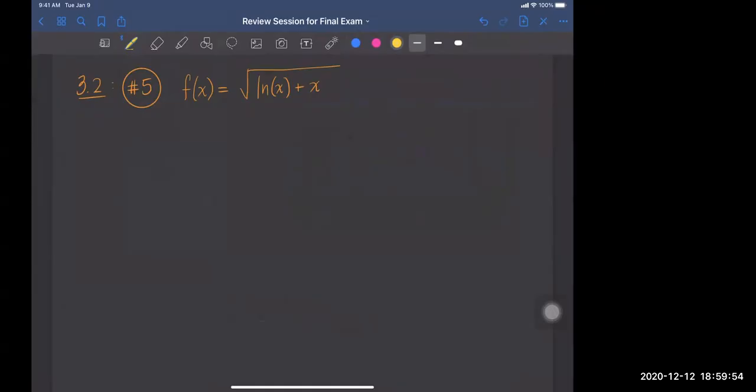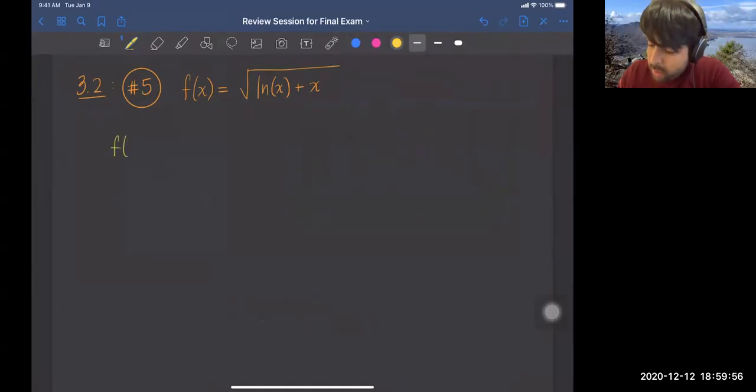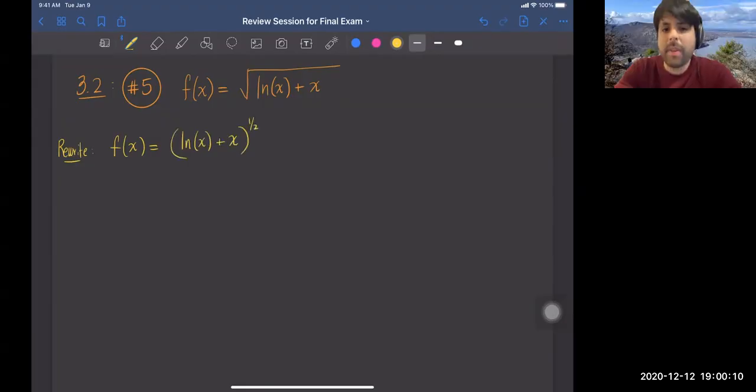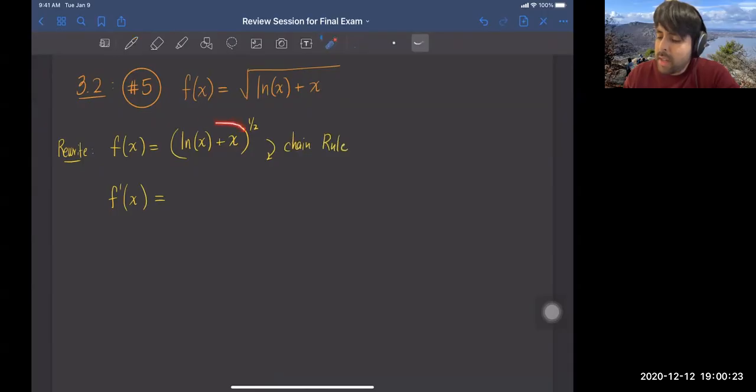So f of x. The first thing I'm going to do is rewrite it. And how am I going to rewrite it? Using the power rule, setting it to the one-half power, right? Because I want to use, like you said, the power rule. So then I take the derivative and I apply the chain rule, right? The chain rule is the big idea because I have an inside function and an outer function, correct?